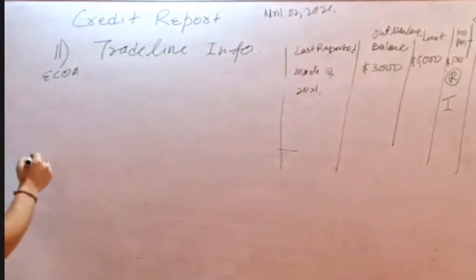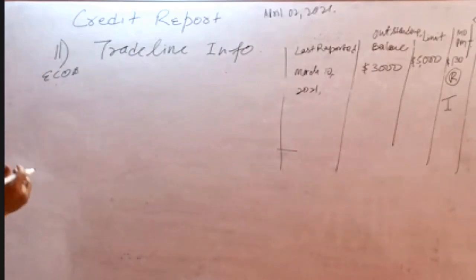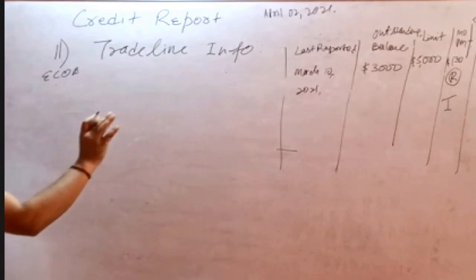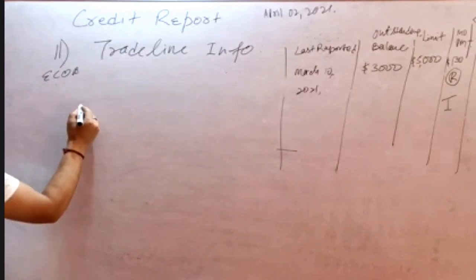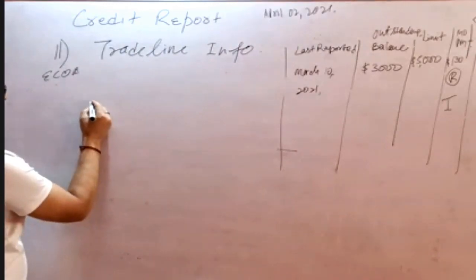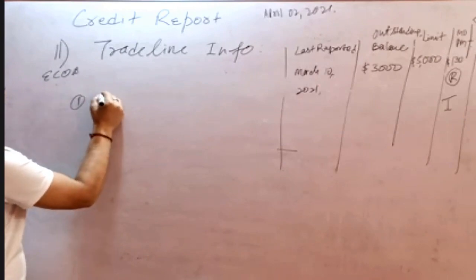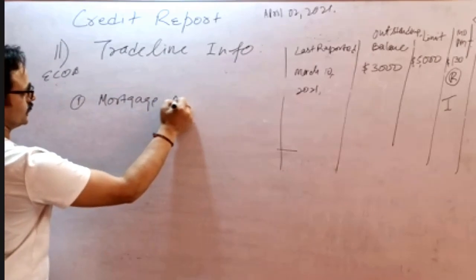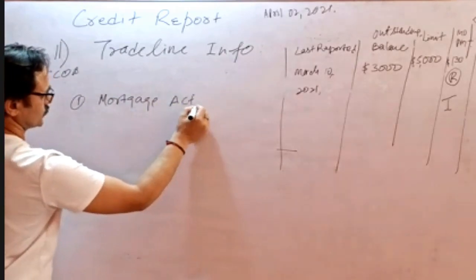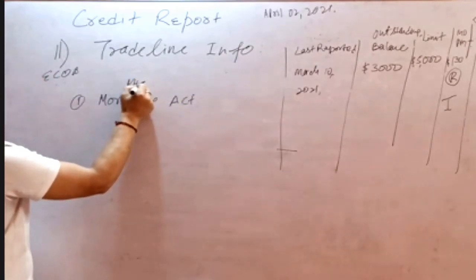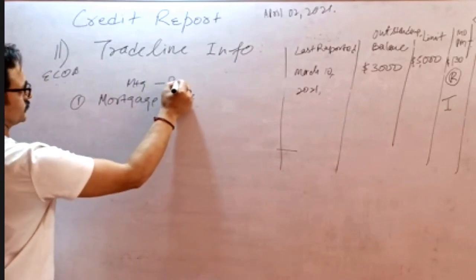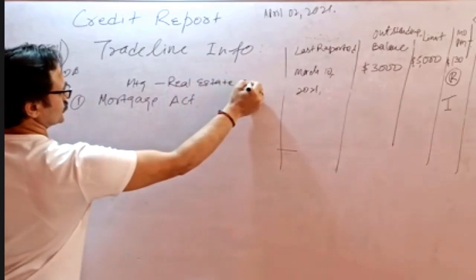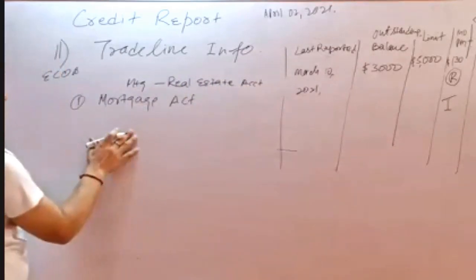Okay. So there could be different types of accounts, different types of trade lines, right? We also used to call trade lines, or you can say accounts. Number one could be mortgage. If somebody took a loan for a mortgage, then that will appear as a mortgage account, mostly MTG account, or sometimes real estate. Okay, real estate account. But this is the type of loan.